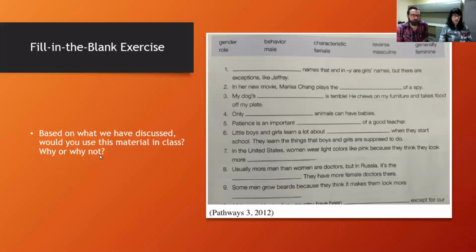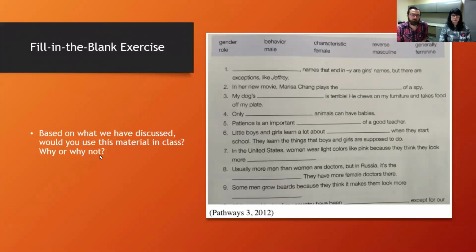So let's just point out a couple things that we've noticed, and chime in if you have anything else to say. The first one is there's just a lot of assumptions being made here. For example, that names that end in Y are girls' names, where fill in the blank 2 has a girl's name that doesn't end in Y, for example. It goes beyond stereotyping. It's just a very strange choice.